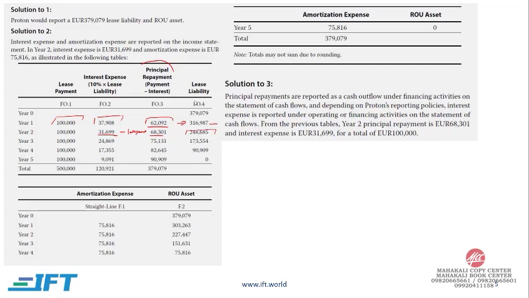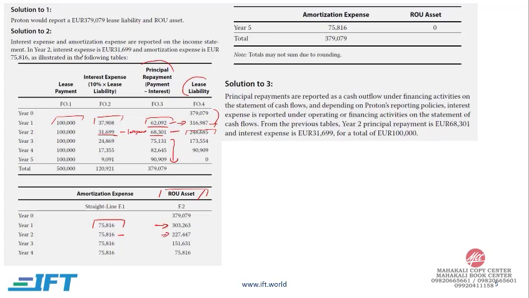So this is how we come up with your amortization table, and your lease liability is reducing by 62,092 in the first year, 68,301 in the second year, and so on. And on your asset side, your asset would be depreciated by the straight line method. So 379,079 divided by 5 is 75,816. So each year it would be reduced by 75,816. So 379,079 minus 75,816 is going to give you 303,263. You minus 75,816, you will be getting 227,447.